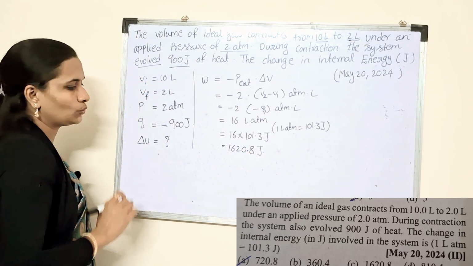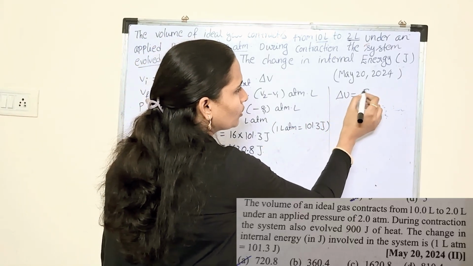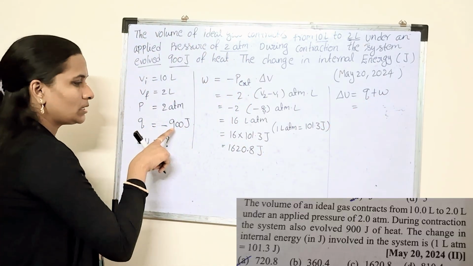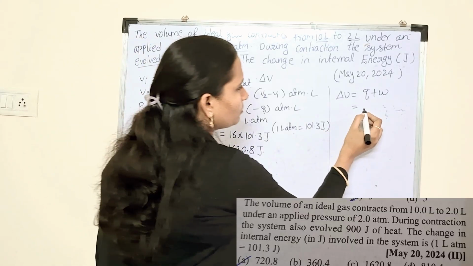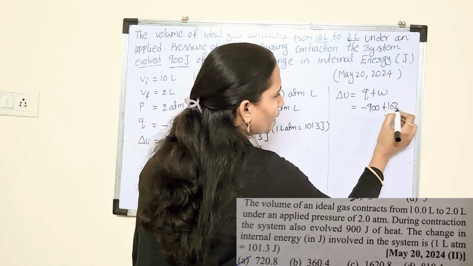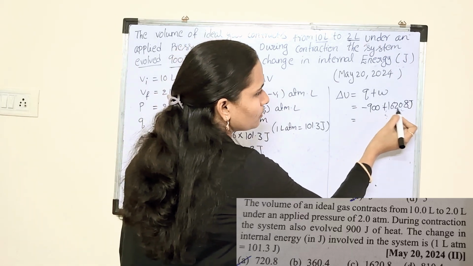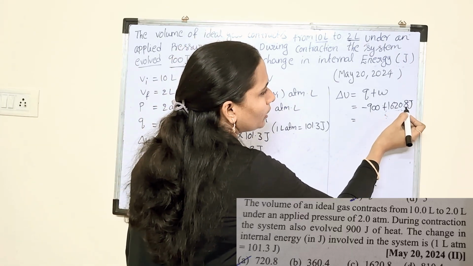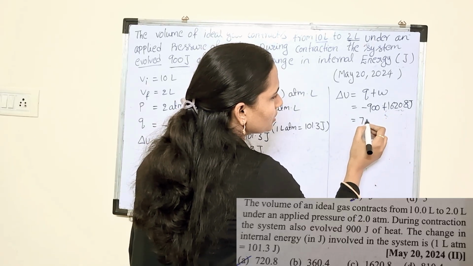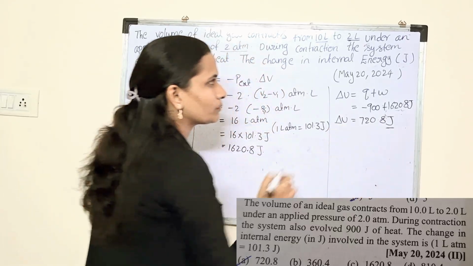Now they are asking delta U. Already we know, according to the first law of thermodynamics, delta U equal to Q plus W. Q, how much? Q is the released energy, so minus 900 joules, plus W, which is 1620.8 joules. So this is minus 900 plus 1620.8 joules. Then 1620.8 minus 900, we are getting 720.8 joules. So this is the internal energy change in joules.